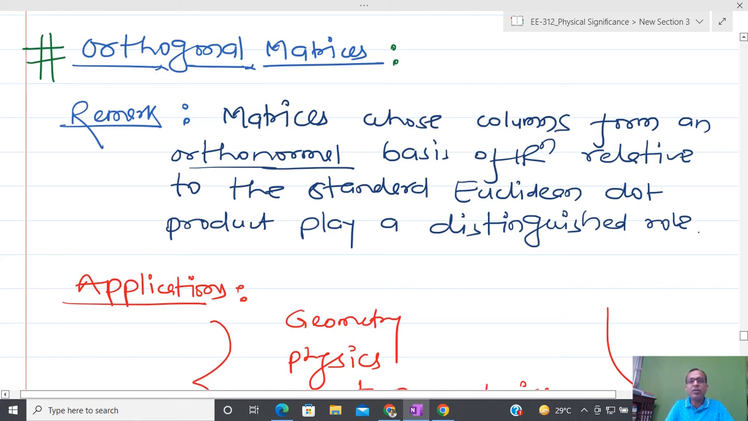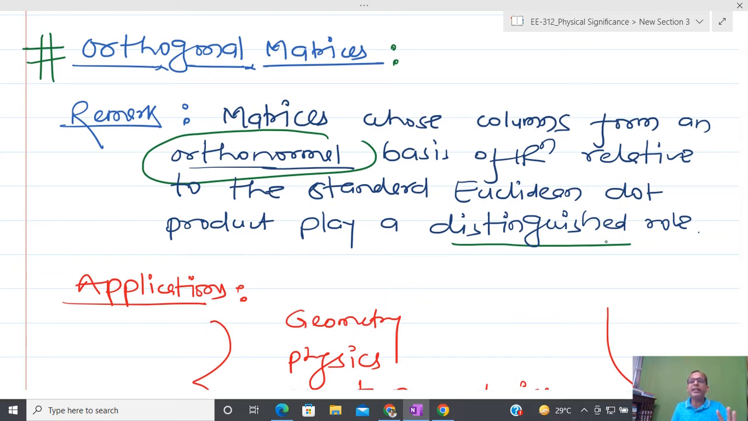Matrices whose columns form an orthonormal basis. You can see that I am not saying orthogonal only, but orthonormal basis of Rn relative to the standard Euclidean dot product, which plays a distinguished role. That particular matrix is basically an orthogonal matrix. First we will give the definition of an orthogonal matrix, and we are assuming here for simplicity that each entry of the matrix is just a real number.